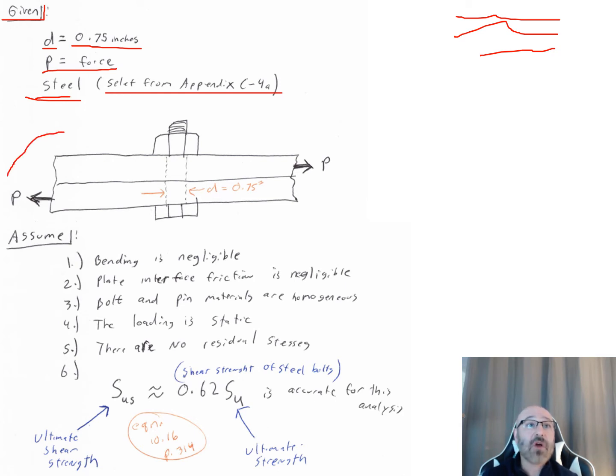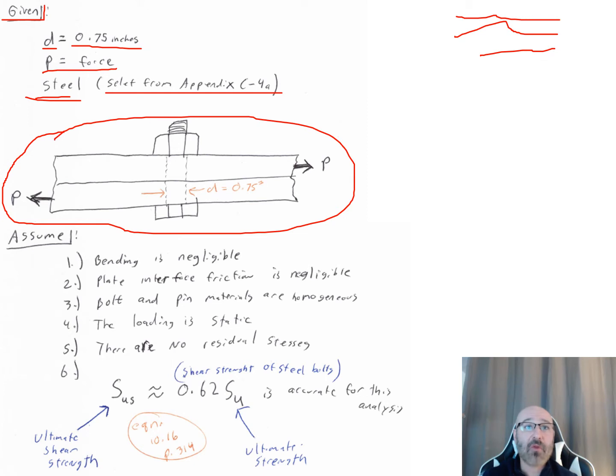Then we redraw our diagram. So here's our diagram. There's our bolt and our nut, there's our load P, and there's our diameter. So what assumptions are we going to make here?